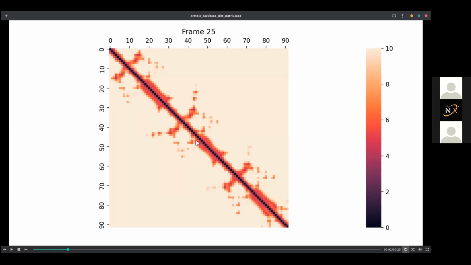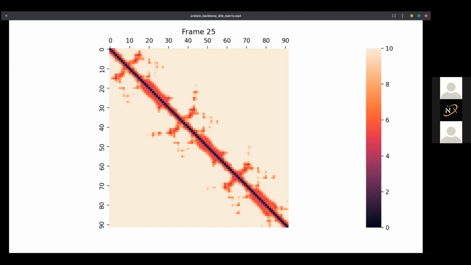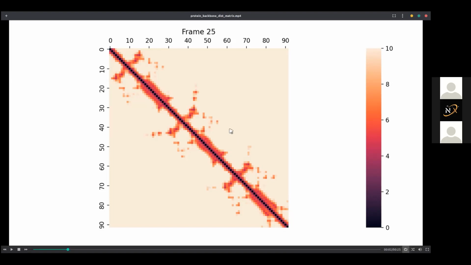So I think you have all heard of AlphaFold, which was making a huge amount of news a few months back. Do any of you? No one? That's surprising. Yes, yes.